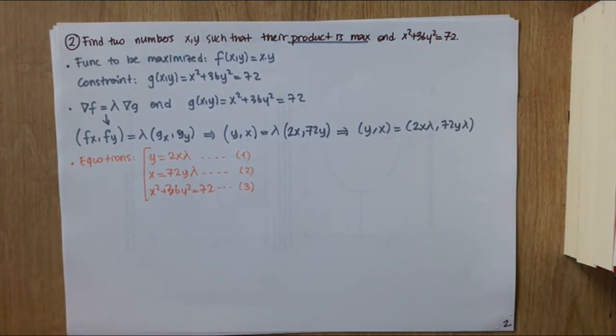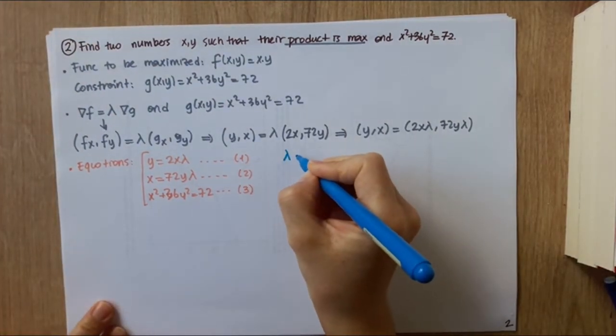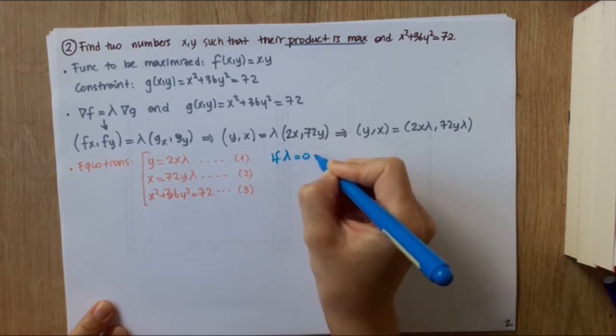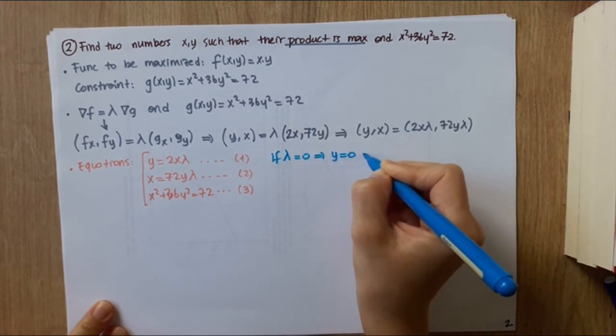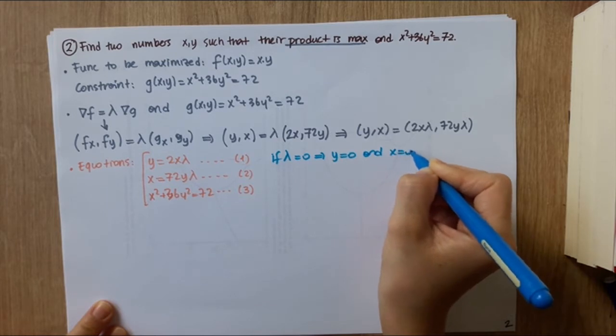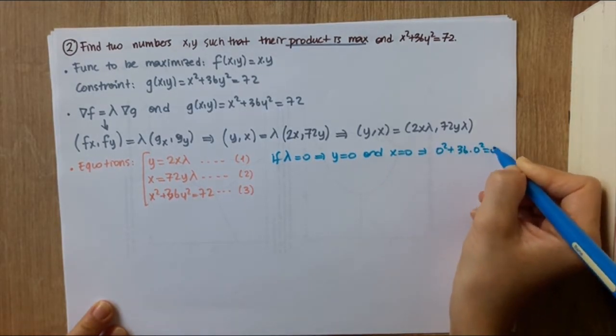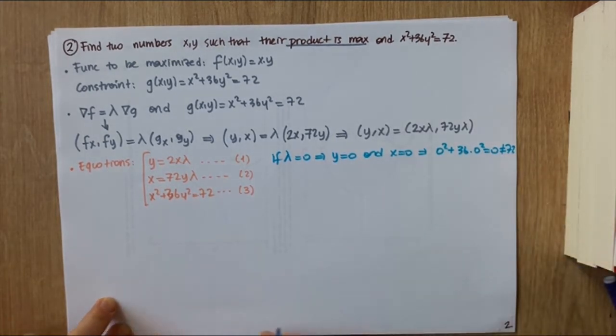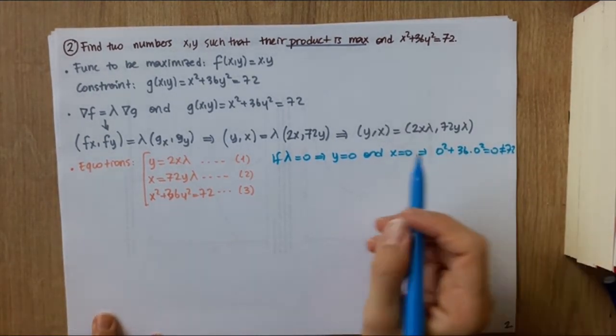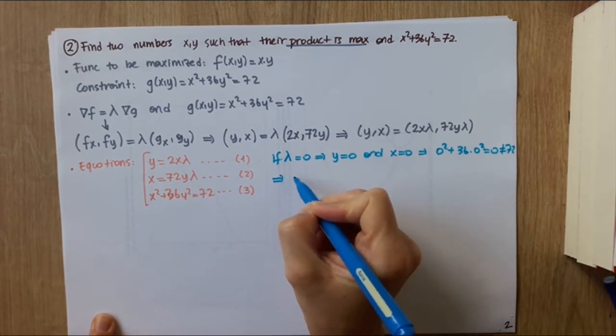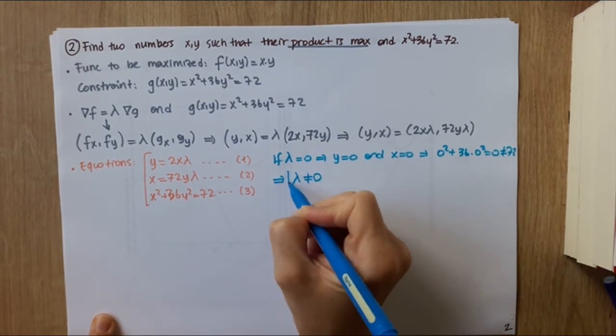We should be careful about this. Here lambda cannot be equal to 0. Why? Because if lambda equals 0, then y is 0 and x is 0. But 0 squared plus 36 times 0 squared is 0, which is not equal to 72. So because of that, lambda cannot be equal to 0.